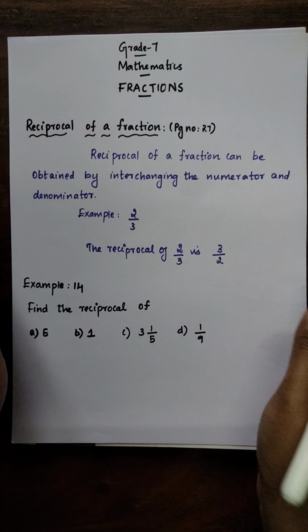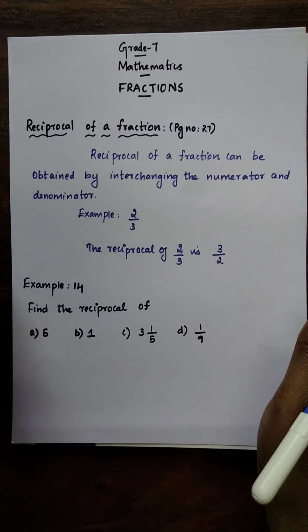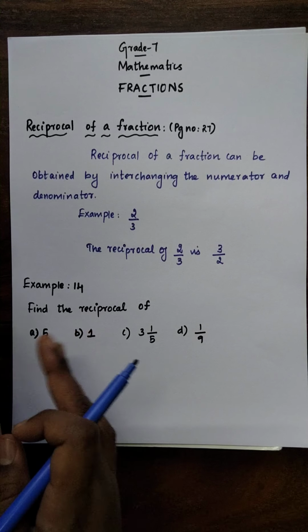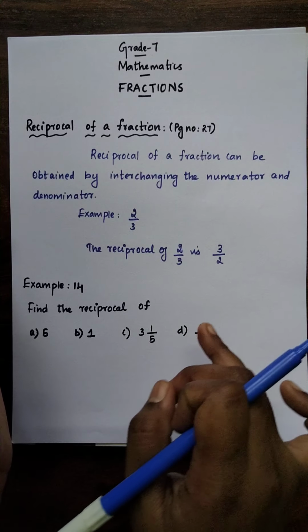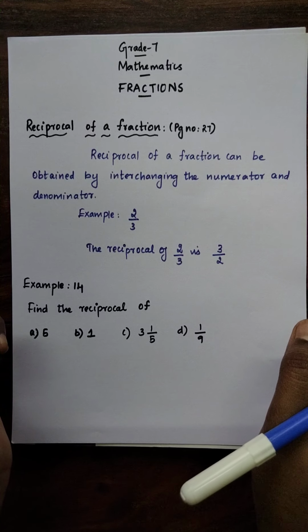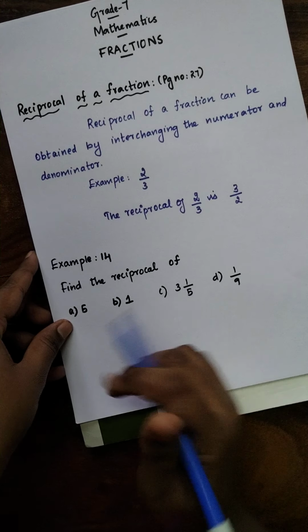So, first example 14, on page number 27. Open your book and take page number 27. Find the reciprocal of 5, 1, 3 1 by 5 and 1 by 9. For these numbers, we are going to find the reciprocal. Let's put the solution.